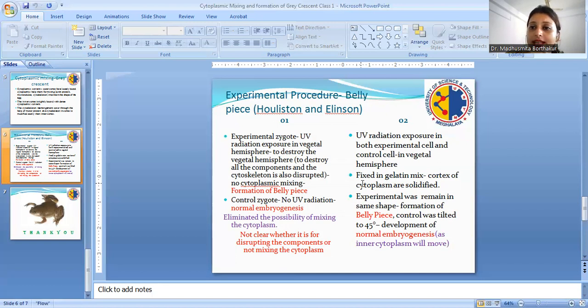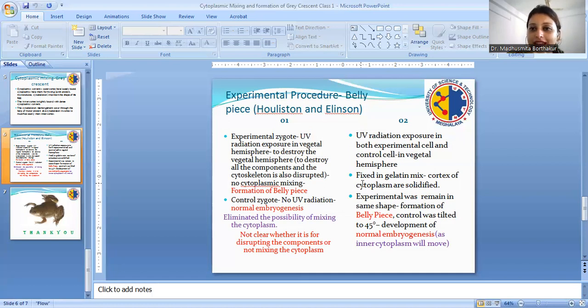Then they did two sets of experiments. In one set of experiments, they again took two zygotes. One was an experimental zygote, and of course the other was a control zygote. In the experimental zygote, UV radiation was exposed to the vegetal hemisphere, means to the dorsal side. Why? Because in the vegetal hemisphere, there is a huge number of morphogenetic gradients, because the yolk concentration is less. So UV radiation was exposed in the vegetal hemisphere in order to destroy all the morphogenetic components, like the cytoskeleton, microtubules, microfilaments.